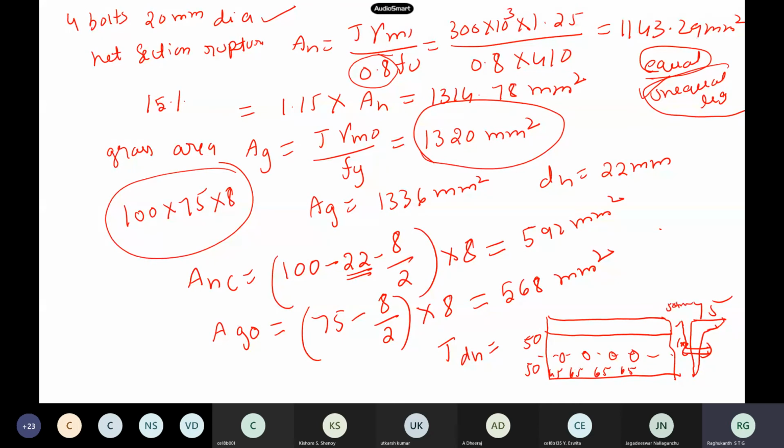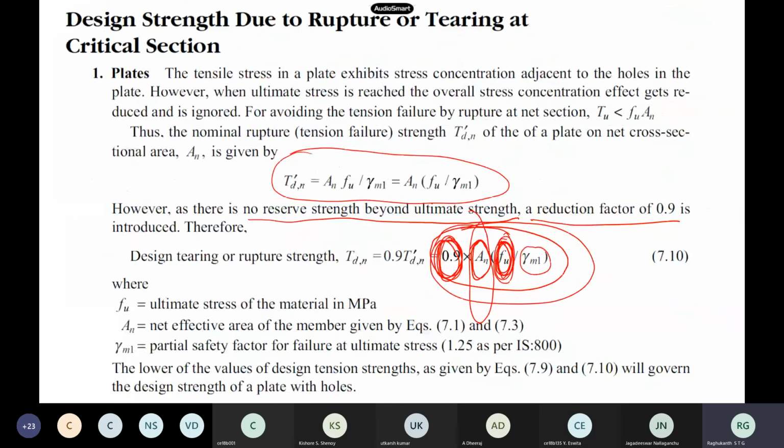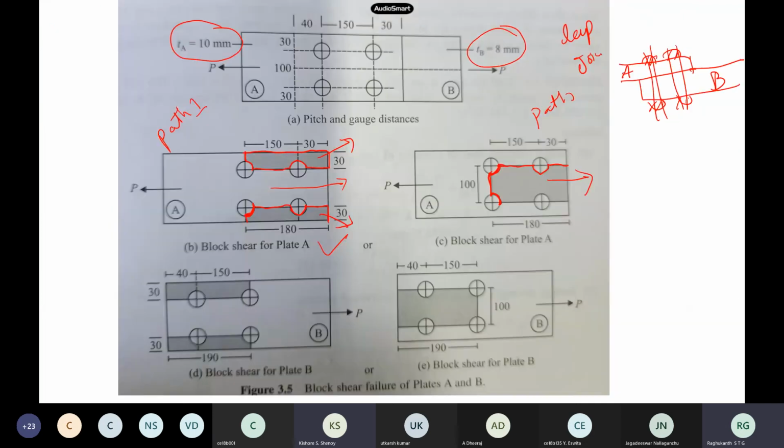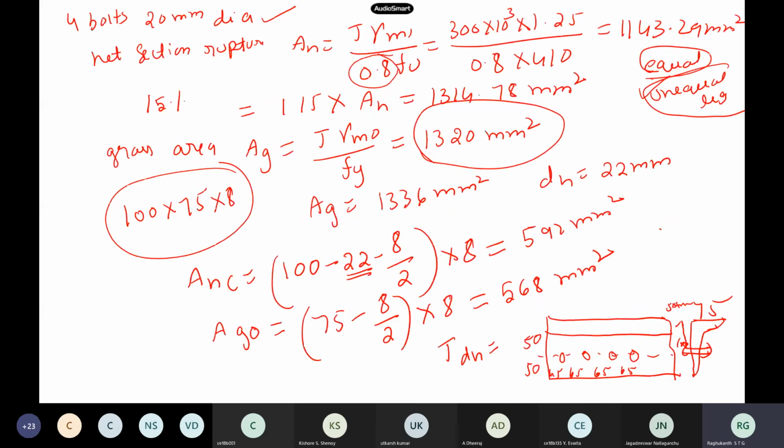What is the shear lag width? You remember that figure also, which is given in the IS code. What is the shear lag width for these types of connections? Can you see here? 50 plus 30 minus thickness. That is w plus gauge minus thickness. So use that expression here also. So the shear lag width is the same. I will write here the shear lag width, that is the bs. So this becomes 75 plus 50 minus thickness, which turns out to be 117 mm.